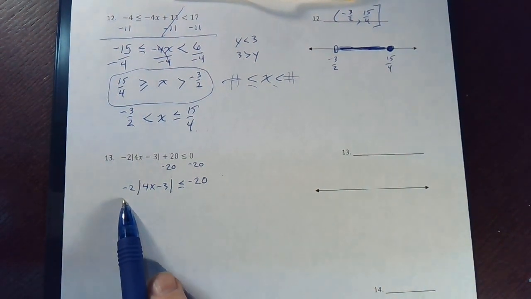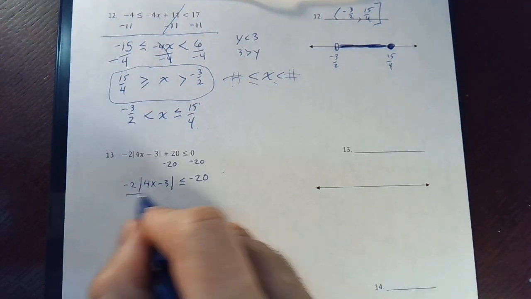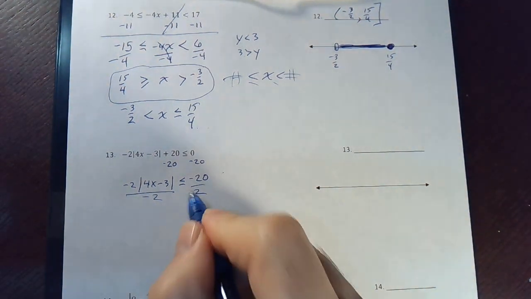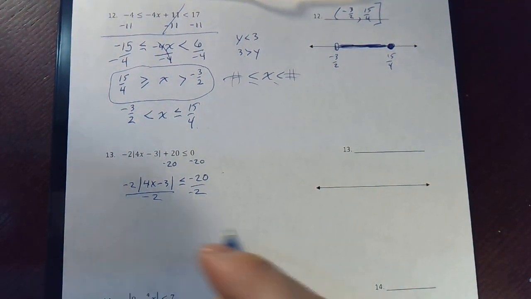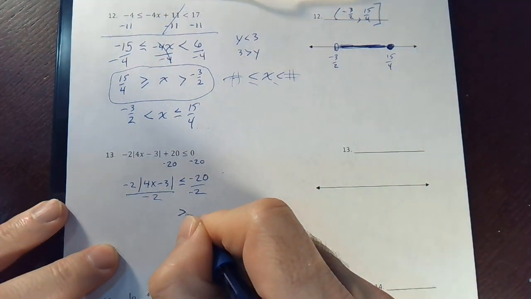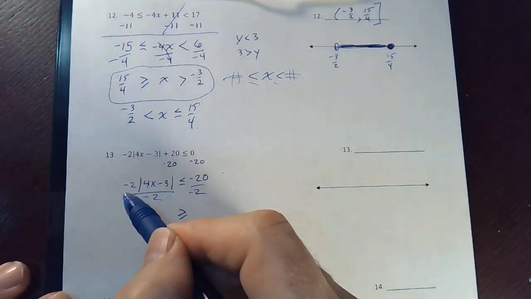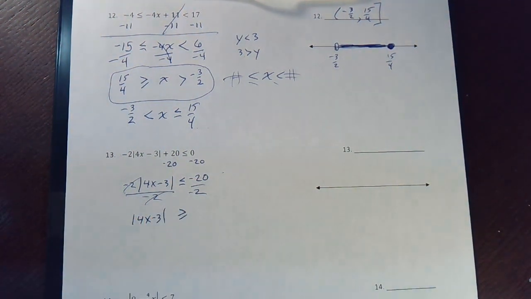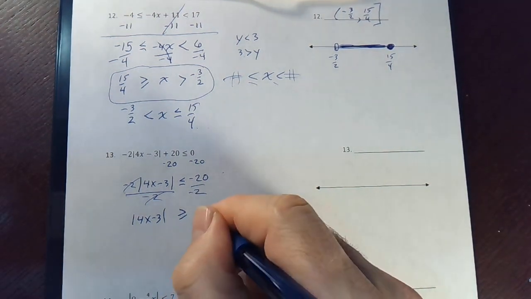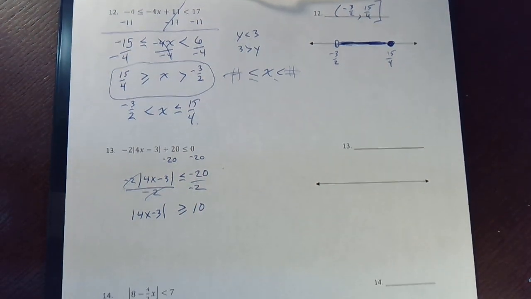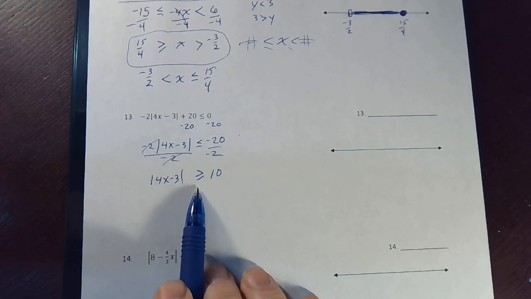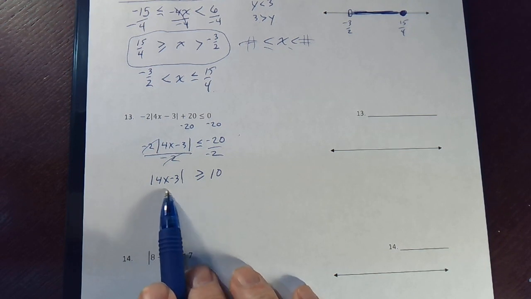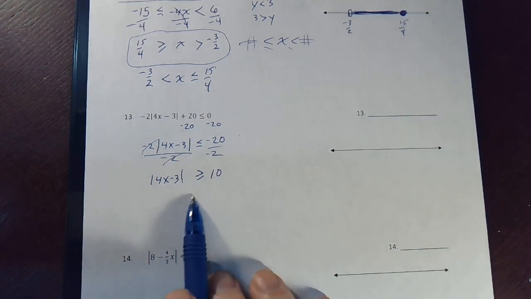So now I want to take this negative 2 and get rid of it. So divide both sides by negative 2, which means what? I divided both sides by negative 2, so that means I need to reverse the inequality. So these negative 2's cancel here, leaving us 4x minus 3 in absolute values, and this would be a positive 10. So now we have a fairly simple problem to solve. But before we do it, I want you to think, maybe even say it out loud, what is the solution going to look like here?